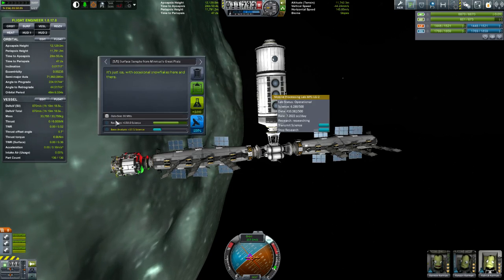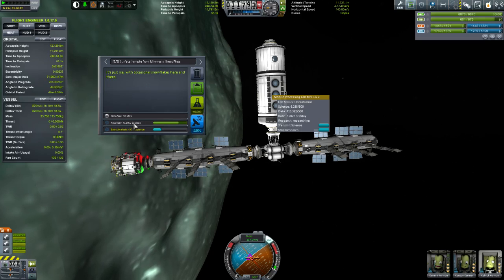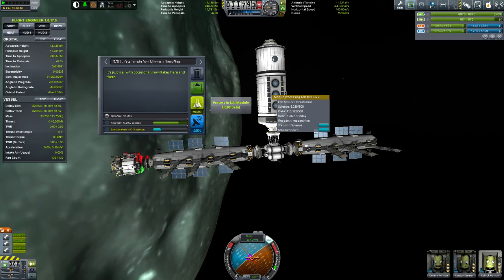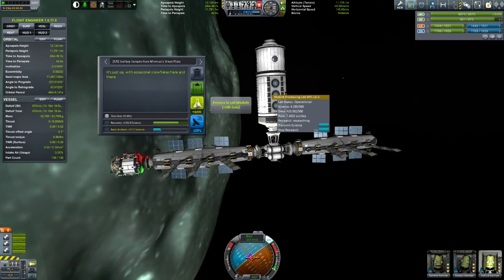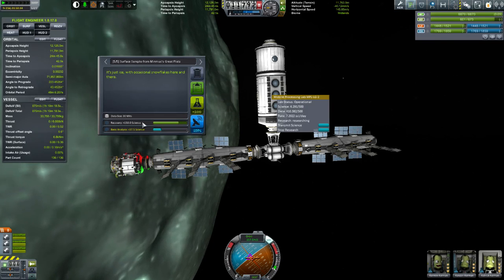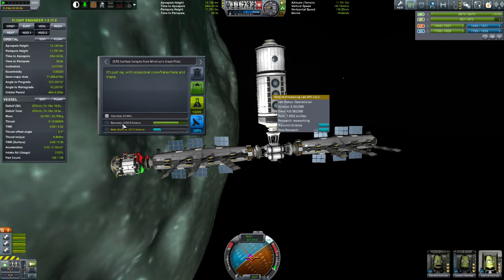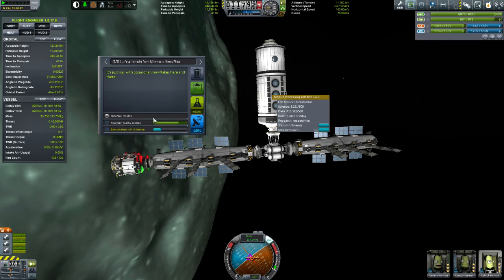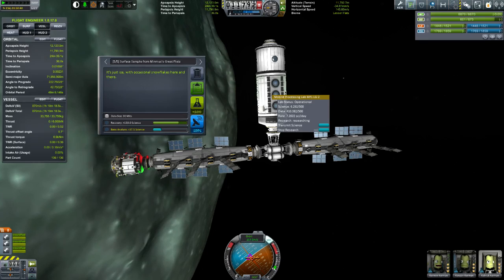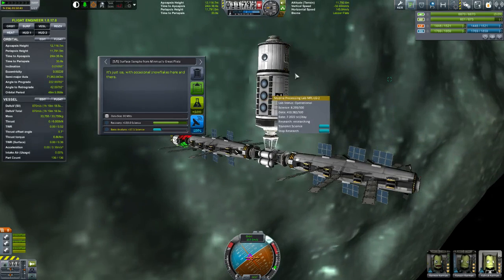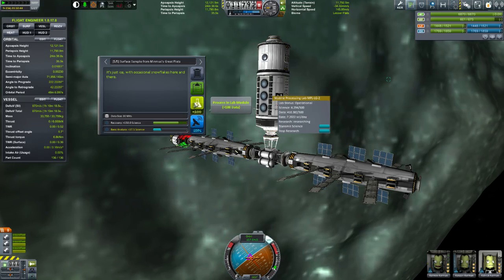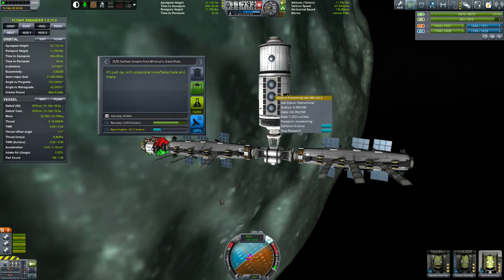You see that recovery, if we were to recover this, it would get us 150 science. By throwing this into the lab, though, we get 188 data. Follow me here. We get a little bit more data than we do science because there's some bonuses involved to do with where this lab is situated. Now, if it was landed, if it was actually on the ground when we put this in, we'd get even a little bit bigger bonus. And this bonus grows as you get further away from Kerbin.